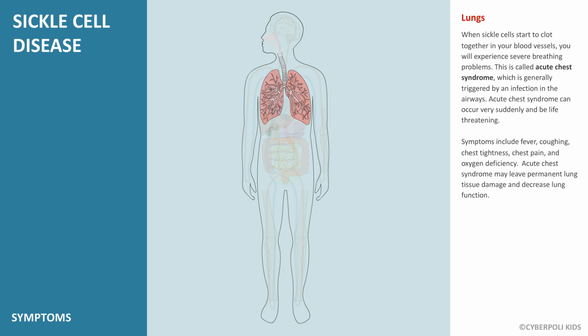When sickle cells start to clot together in your blood vessels, you will experience severe breathing problems. This is called acute chest syndrome, which is generally triggered by an infection in the airways. Acute chest syndrome can occur very suddenly and be life-threatening. Symptoms include fever, coughing, chest tightness, chest pain, and oxygen deficiency. Acute chest syndrome may leave permanent lung tissue damage and decrease lung function.